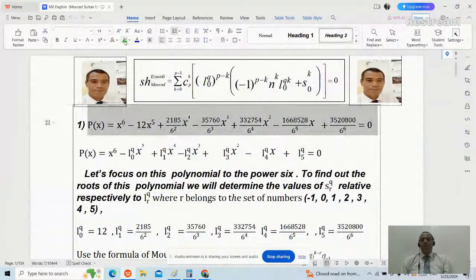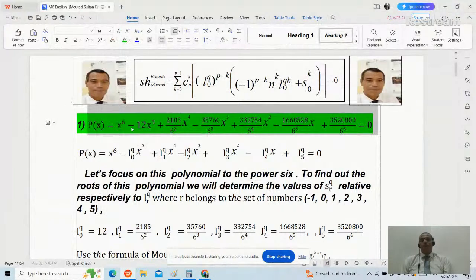This polynomial is written as x raised to the power 6 minus 12x to the power 5 plus 2185 divided by 6 squared times x to the power 4, minus 35,760 divided by 6 cubed times x to the power 3, plus 332,754 divided by 6 to the power 4 times x squared, minus 1,668,528 over 6 to the power 5 times x, plus 3,520,800 over 6 to the power 6, equals 0.